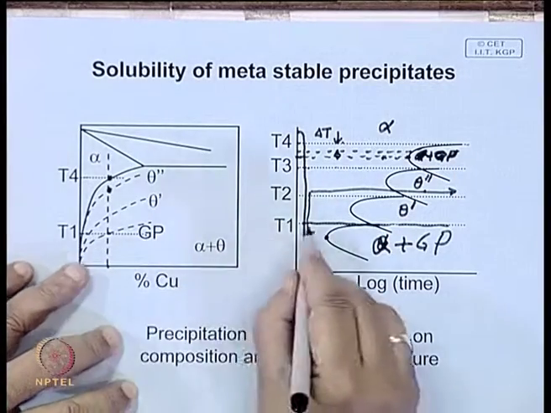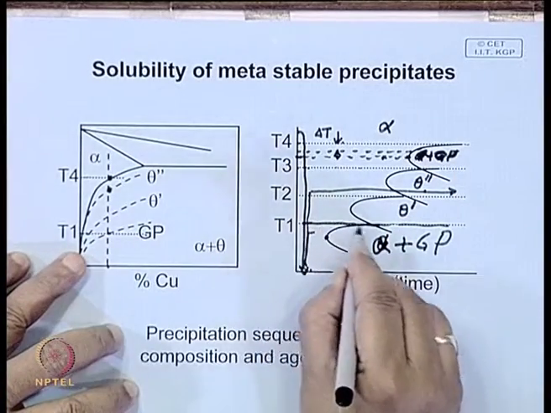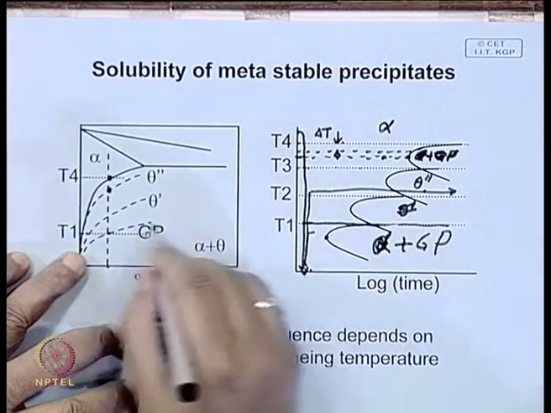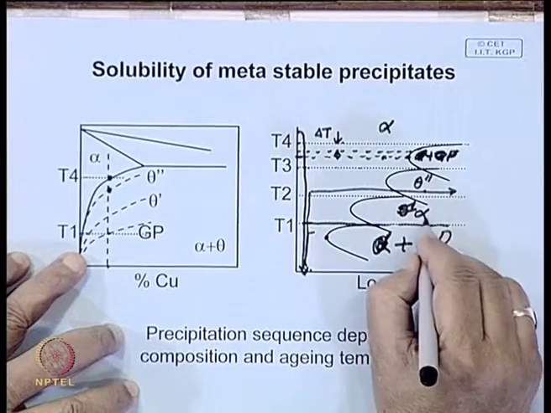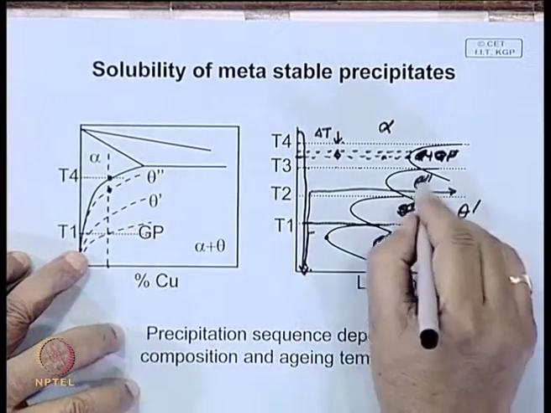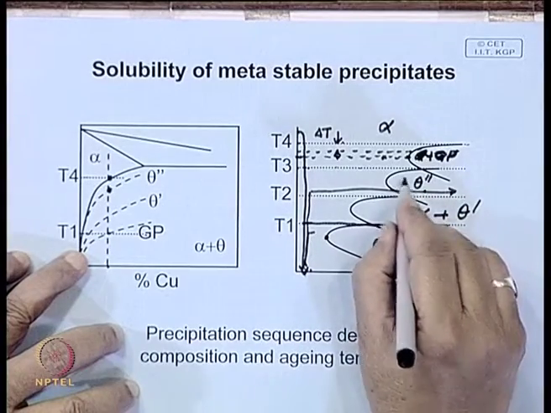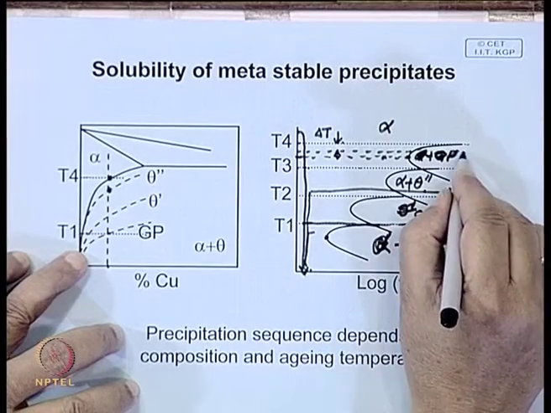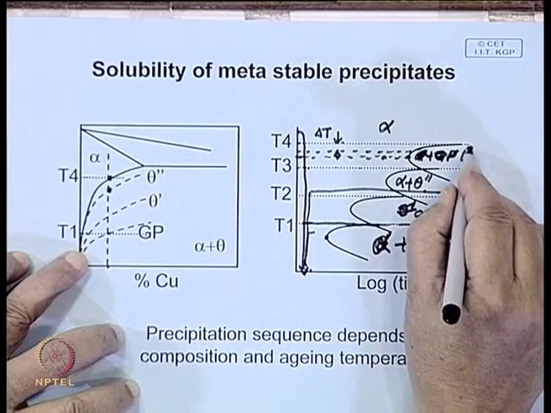So T1 is the temperature. If you age it below T1, you will have alpha plus GP zone. I am sorry about it. This is alpha plus theta prime. Next is alpha plus theta, this is theta.